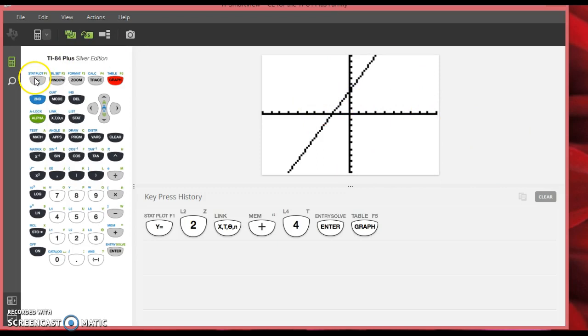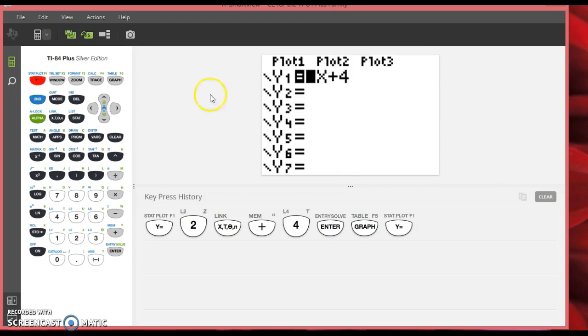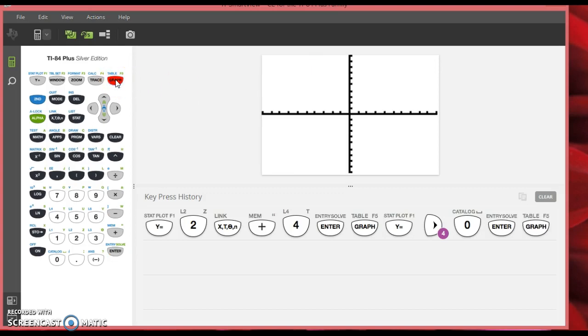Now, go back to y equals. I want to show you something. Change that 4 to 40. And now hit graph. And then you go, Mr. Rizzi, my calculator is broken. No, it is not. The graph is just not visible in this particular window.